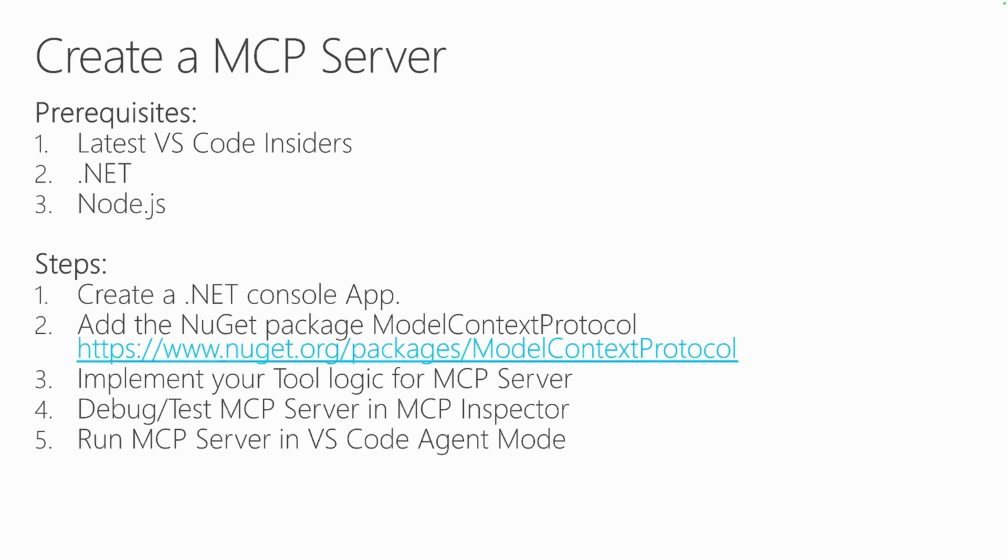We need the latest VS Code version, .NET, and Node.js. We need to create a .NET console application and add the NuGet package ModelContextProtocol. Then implement the tool logic for the MCP server, debug and test it with the MCP inspector is my recommendation, and finally run it in any AI application. And in our case, we are going to use VS Code with the agent mode.